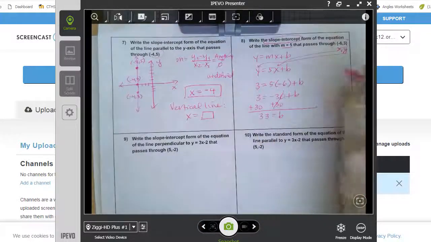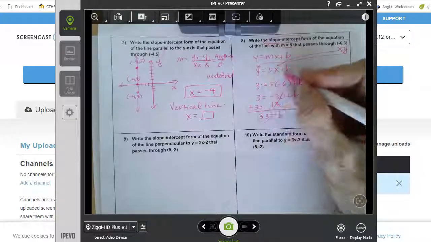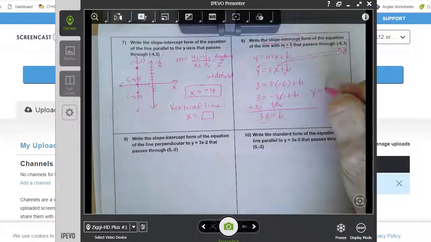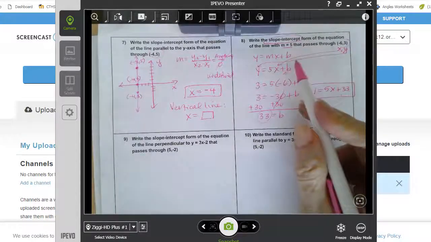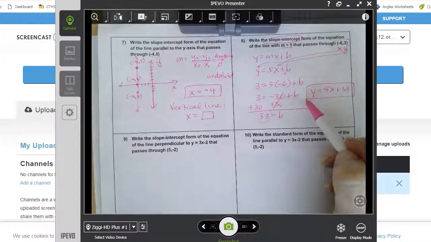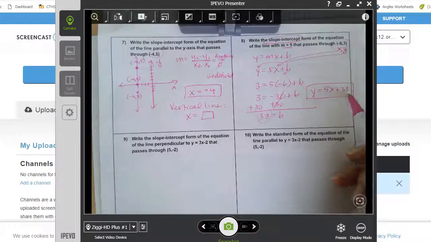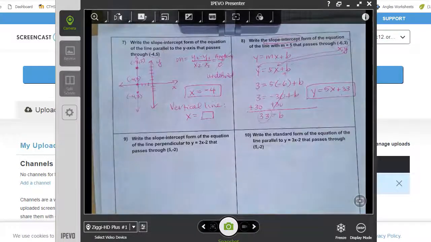And so to finish off my equation, I'm going to use that value of b to get y equals 5x plus 33. Okay, again, finished product, slope-intercept form. I've got my x and y value. I filled in m. I filled in b. I'm going to stop this one here.